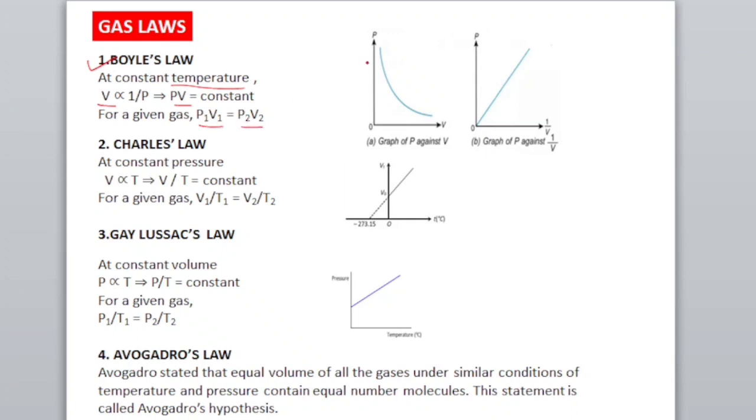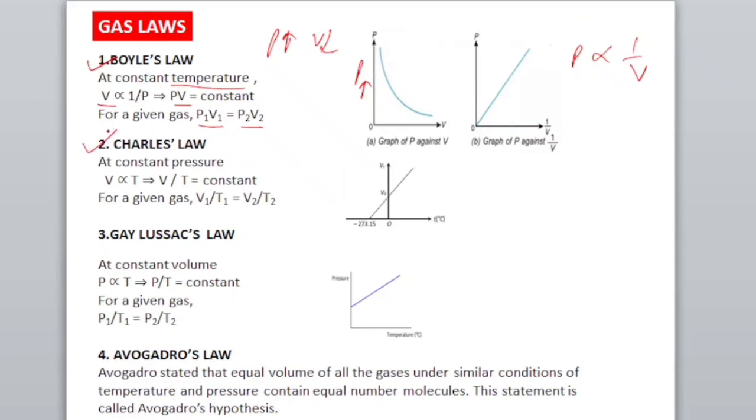If you draw a graph between pressure and volume, then if you increase the pressure, the volume decreases. Both are inversely proportional to each other. So this is the graph between P and, on this side, V. And if you draw a graph between pressure and 1 by V, it is clear that pressure is directly proportional to 1 by V. So the graph between pressure and 1 by V is a straight line. Okay, hope it's clear to all of you.